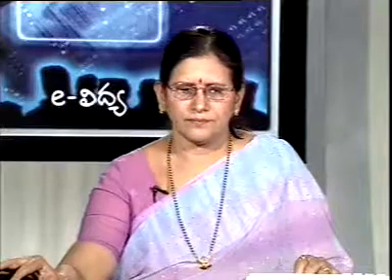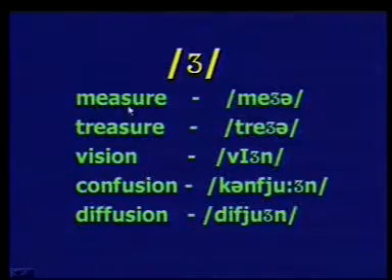This is J. As we get measure, I request the learners, as they are watching this, try to produce or say the sound. Repeat after me, so that it will be registered easily. Measure, treasure, vision, confusion, diffusion. So this is represented by the sound. This is the symbol which gives the sound J.